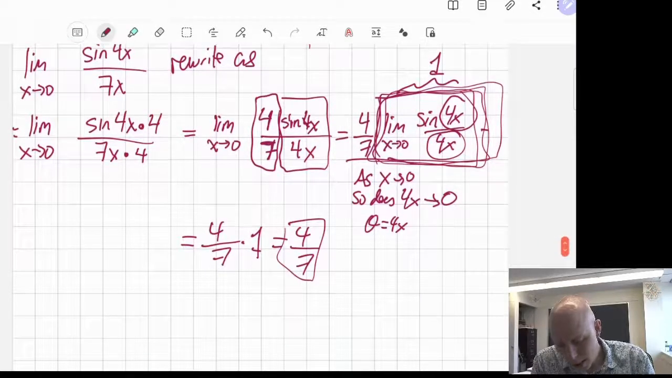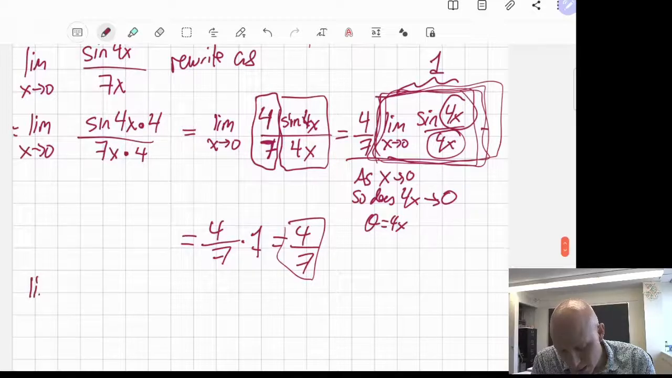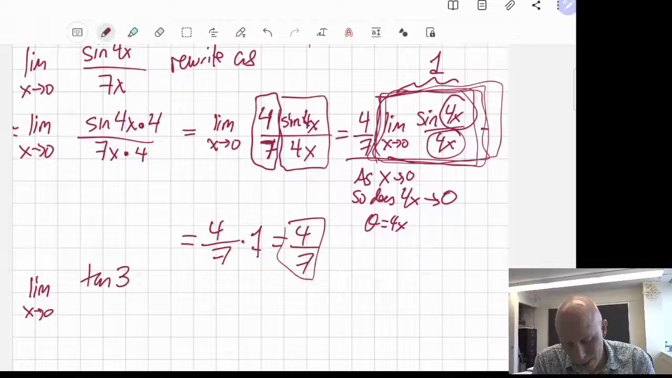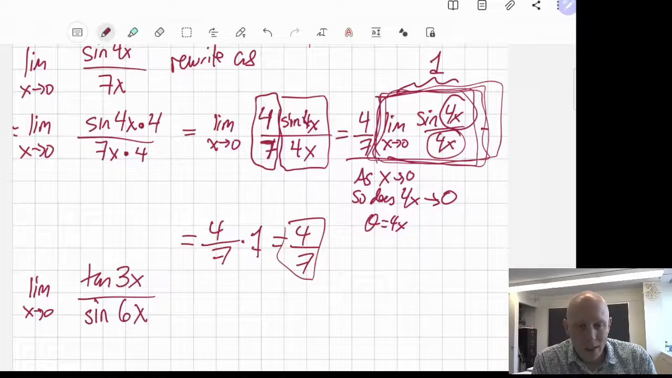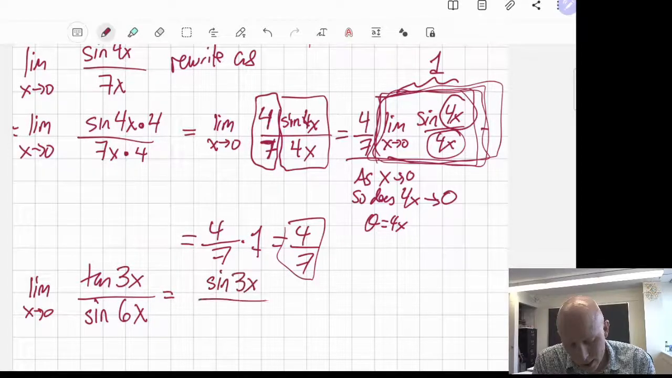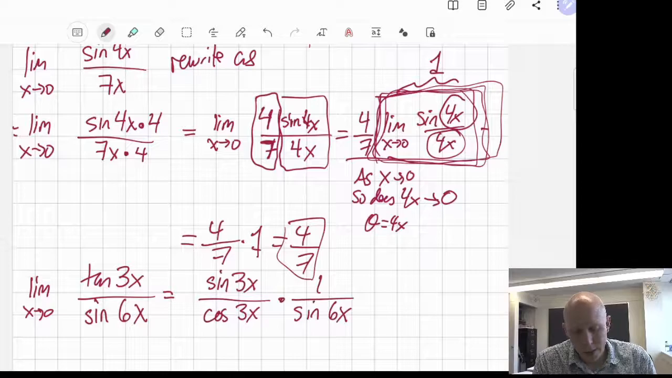This also lets us do examples like the limit as x goes to 0 of tangent of 3x divided by sine of 6x. Because what we can do is say tangent of 3x is equal to sine of 3x divided by cosine of 3x, times 1 divided by sine of 6x. All right, limit as x goes to 0.